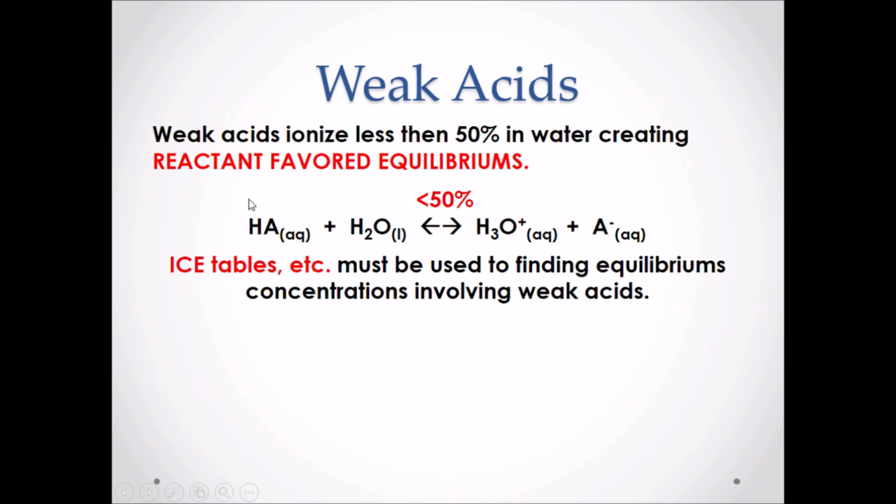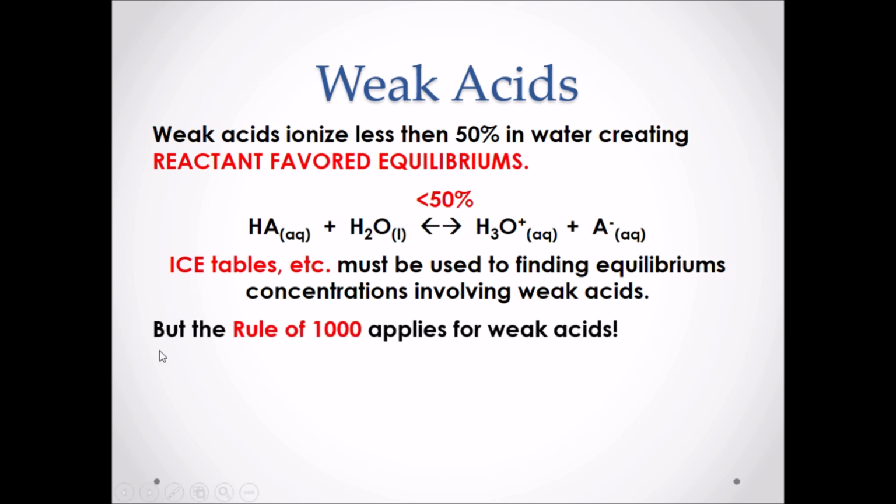Weak acids. As stated, weak acids ionize less than 50% in water, creating reactant-favored equilibriums. For example, if HA is a weak acid, it will again react with water to form an equilibrium reaction, producing H3O+ and A-. This reaction will be reactant favored, and therefore the products will be less than 50%. Ice tables must be used to find equilibrium concentrations involving weak acids.